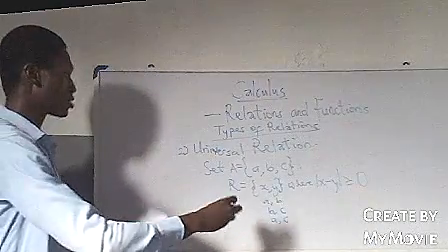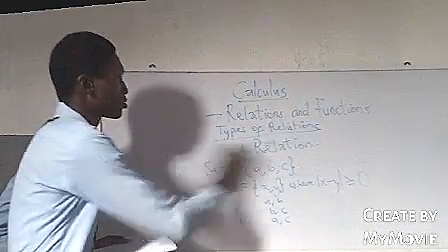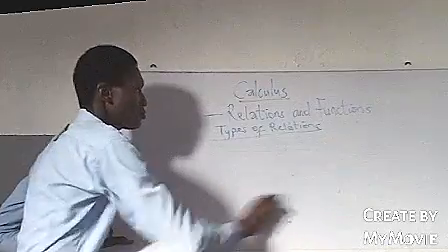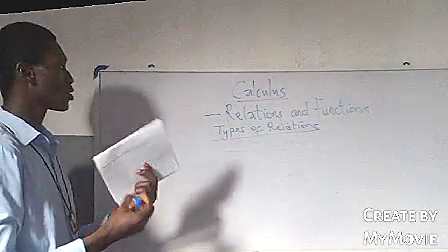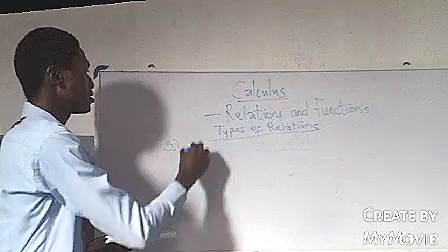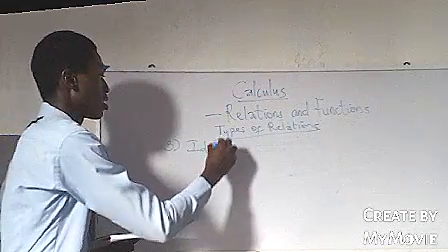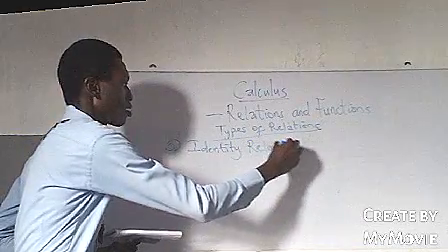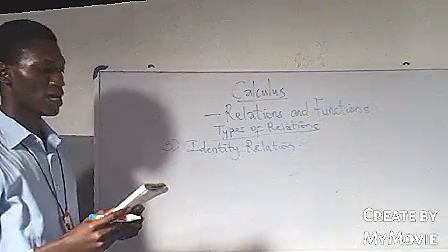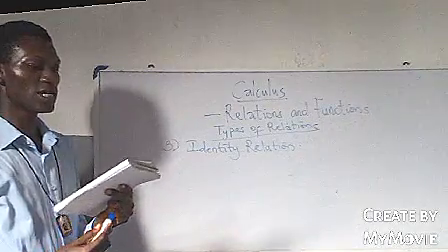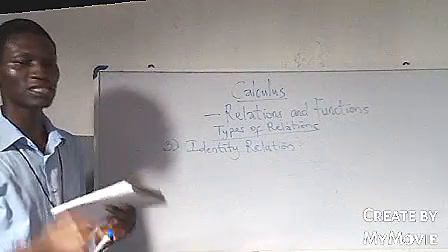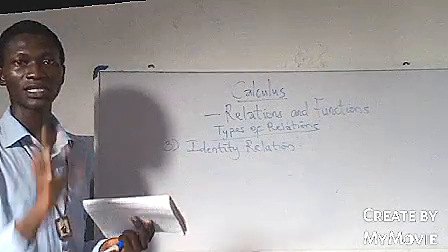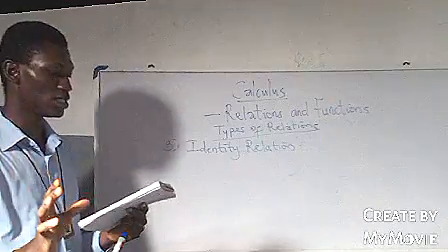Then we look at the third type of relation, and this is what we call the identity relation. In identity relation, every element of a set is related to itself only.